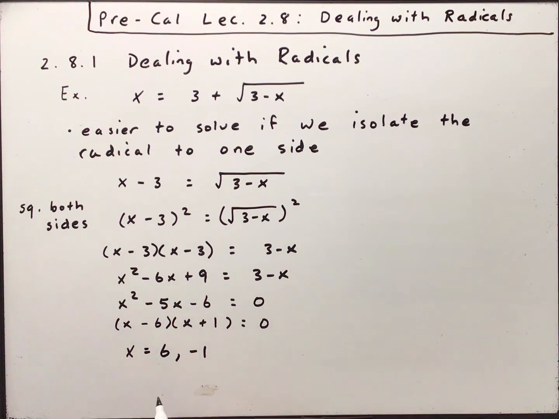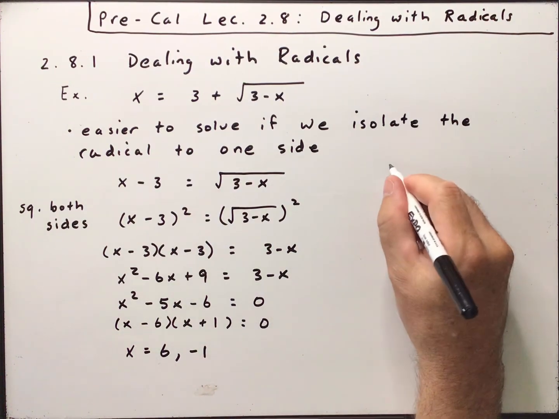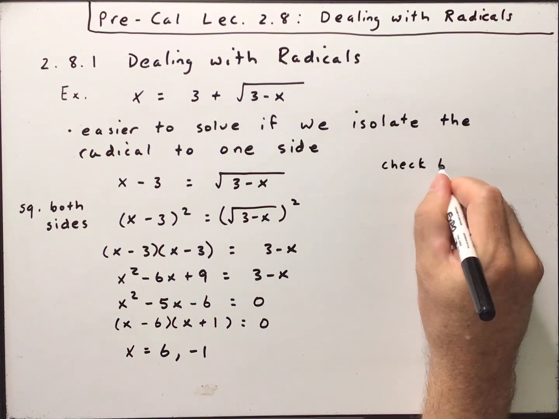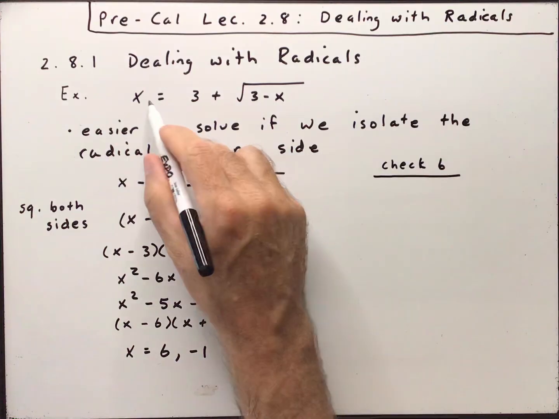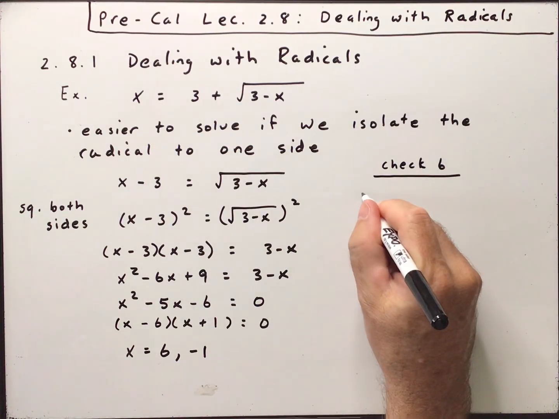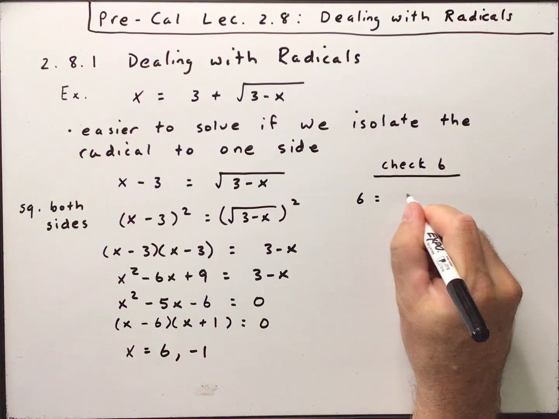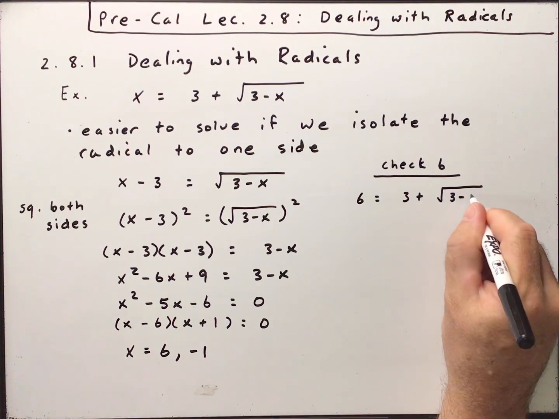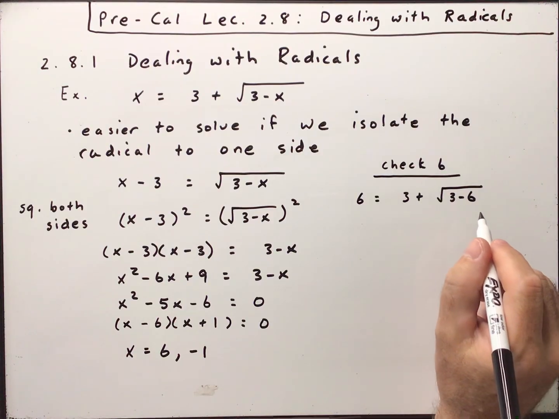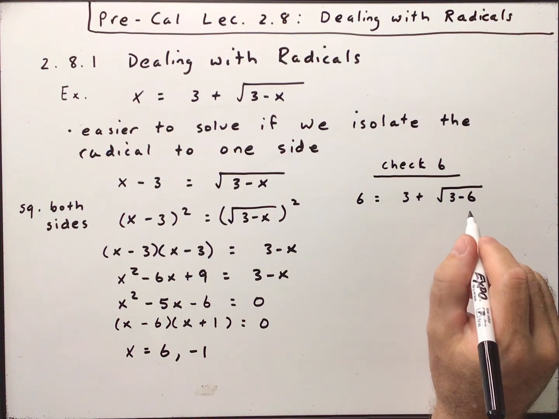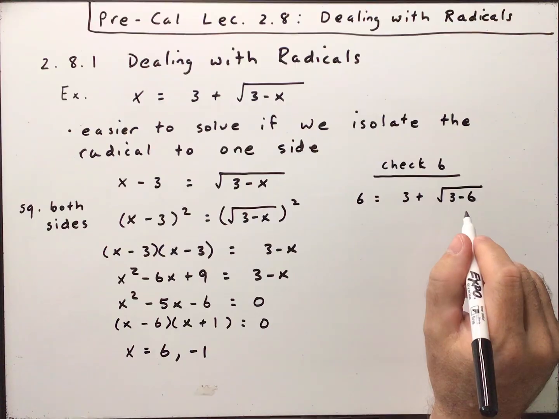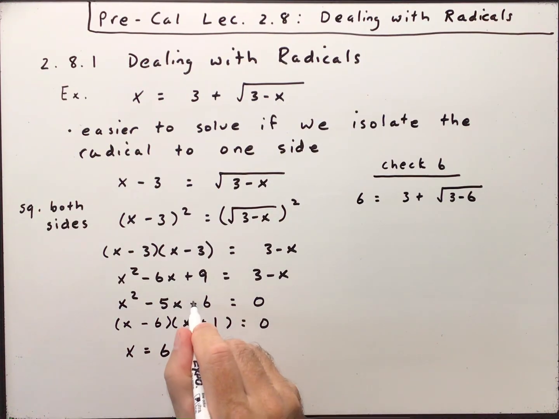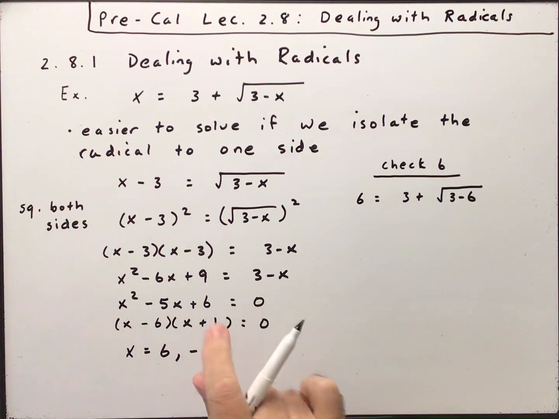Negative 1 plus 1 is 0. But we have to check. So first let's check 6. We're going to plug back into the original equation. 6 is equal to 3 plus the square root of 3 minus 6. All right, so when you do that, let's see, minus 5x. Oh, I'm so sorry. This is plus 6. I apologize.